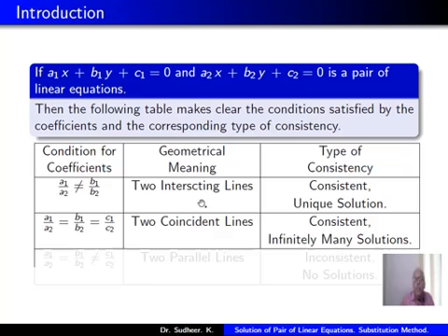Because the two lines intersect, there is a common point, and that point will give you the solution, and we say that the pair is consistent and has a unique solution, that is, only one solution.